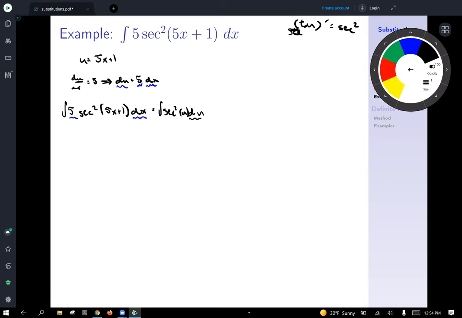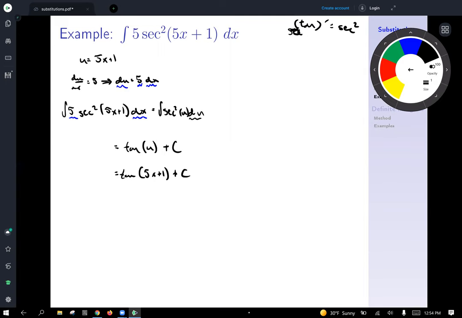All right, now secant squared of u, we know that secant squared is the derivative of tangent, and therefore the integral of secant squared is tangent of u. I'll slap a plus c on there, right? And now we don't want u to be our answer. We want to reverse that substitution: tangent of 5x plus 1, plus c. And we've done it.